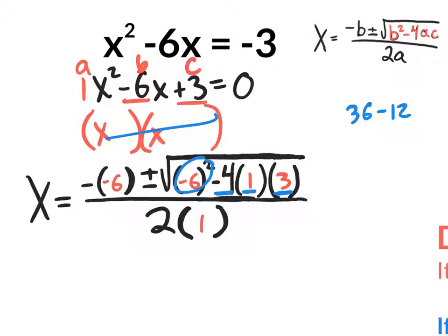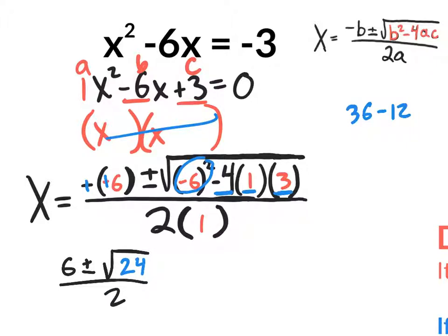So let me rewrite this whole thing. So far I have a +6. Why positive? Because the negative and the negative become positive. Plus or minus the square root, we said we end up with a 24 in here. Over what? 2. Over 2.